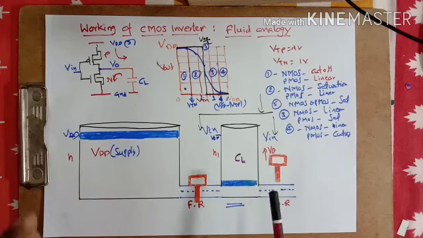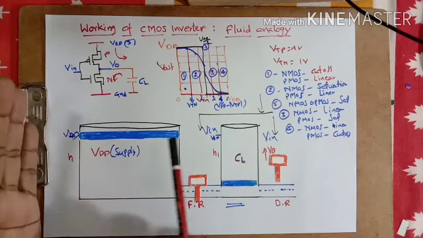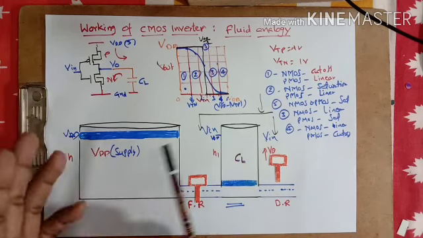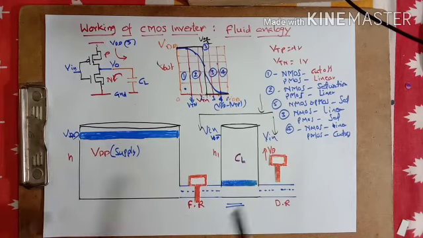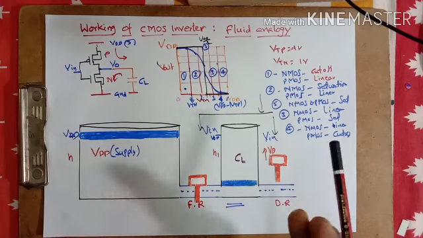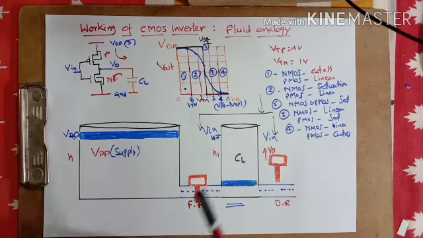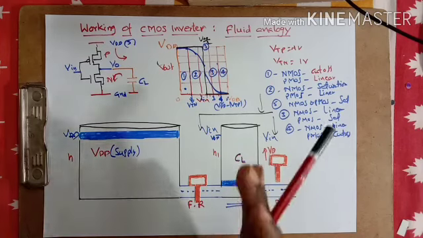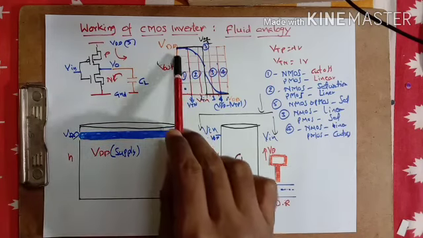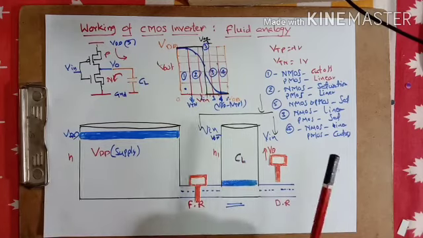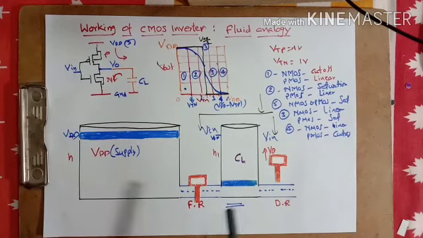So like this we can understand the working of a CMOS inverter with this fluid analogy. We can also understand the working of an unbalanced CMOS inverter, and the different shapes of its transfer characteristics, with the fluid analogy, and that we will see in the next videos.